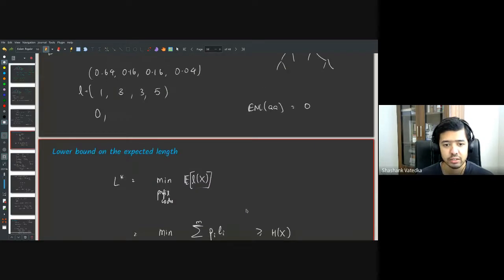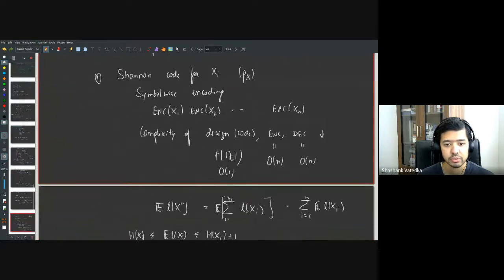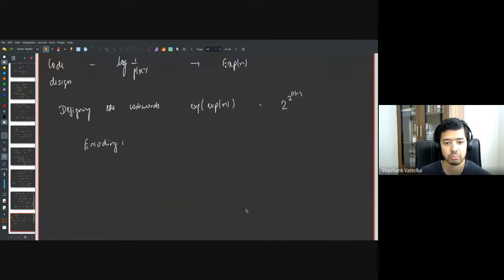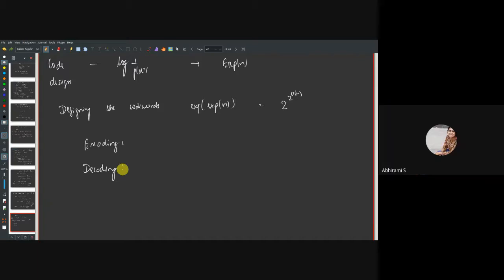So we'll end here, but for just one last point. If I do block-wise encoding, what is going to be the complexity of encoding and decoding? So there, we're considering the length n, no? So here, remember, the length is n.